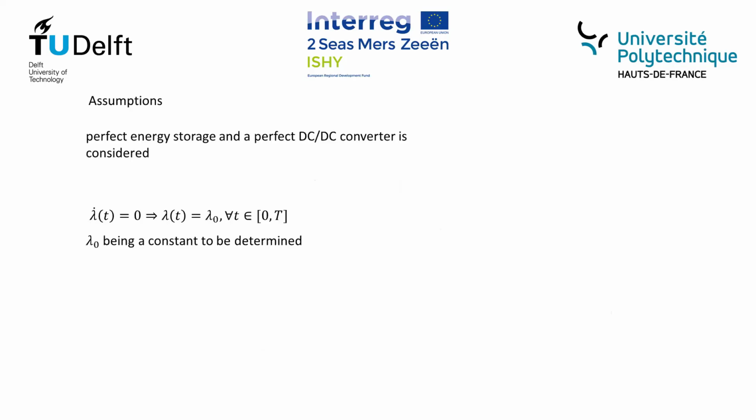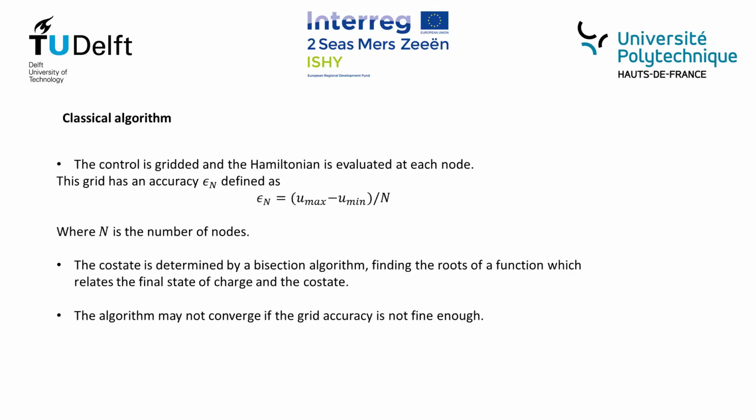We consider the assumption that we have a perfect battery pack and also a perfect DC-DC converter. This has as a consequence that the costate is a constant parameter to be determined. The classical algorithm does the Hamiltonian minimization by defining a control grid, where the Hamiltonian has to be evaluated. This control grid has an accuracy defined as the difference between the maximum and the minimum admissible control input, divided by the number of nodes. And the costate is determined by a bisection algorithm, which finds the roots of a function which relates the final state of charge and the costate.